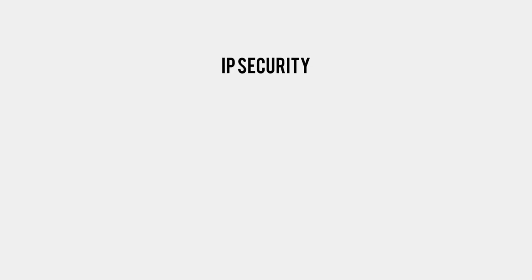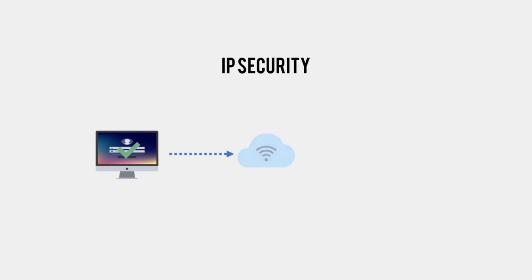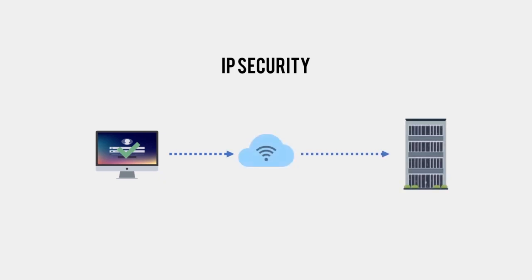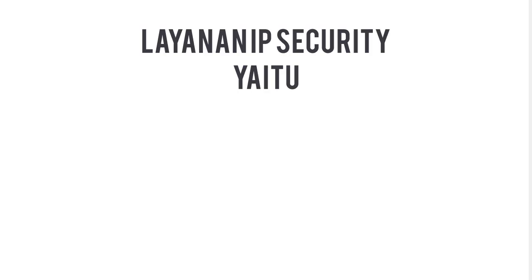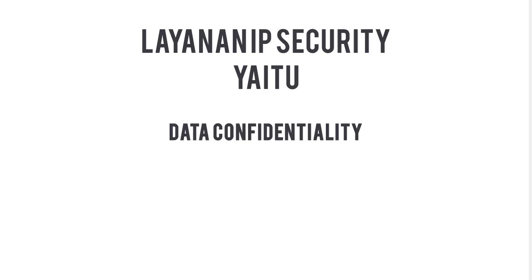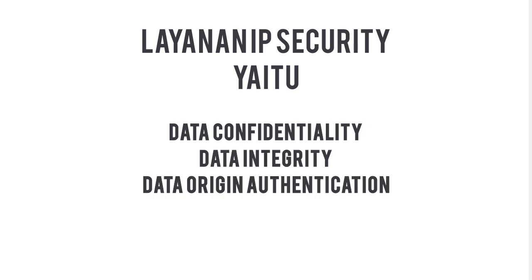How IP security works. The client requires the software used to log in. If the login is successful, then the client will connect to the server. Services from IP security are data confidentiality, data integrity, data origin authentication, and anti-replay.